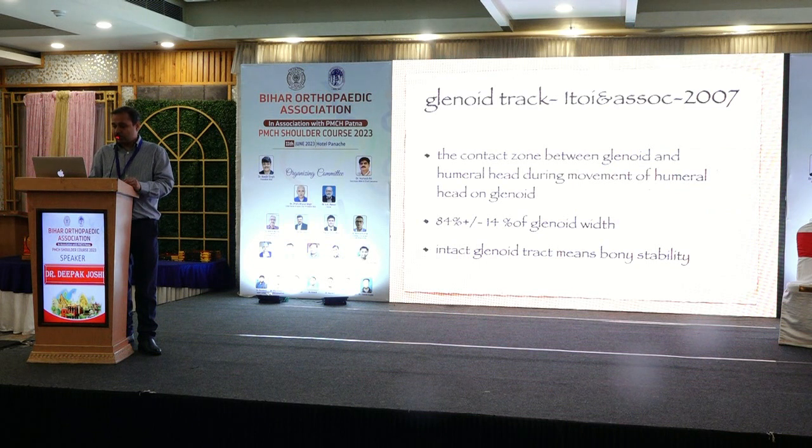When we think about managing this, we have to go back to Itoi and his concepts. A very good paper in 2012 was written by Yamamoto and Itoi. It's freely available on the internet. We have to know what the glenoid track is. The glenoid track is the contact zone between the glenoid and the humeral head during movements of the humeral head on the glenoid. During experiments they found that 84% of the glenoid is in contact with the head, which is important for the bony stability of the shoulder joint.